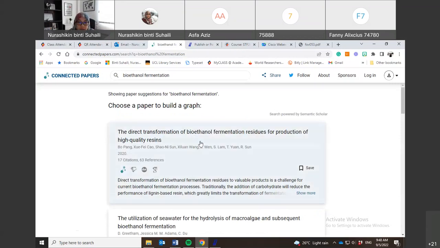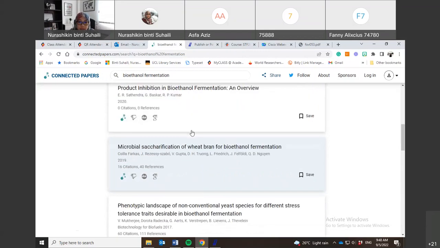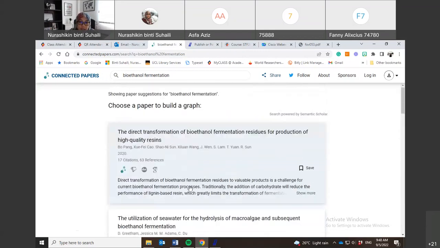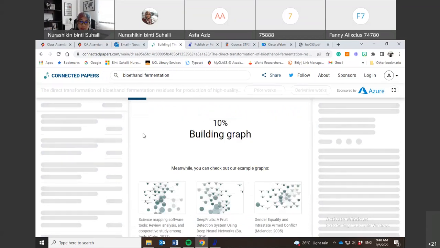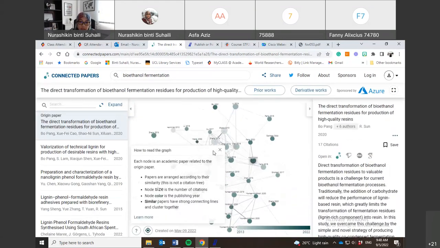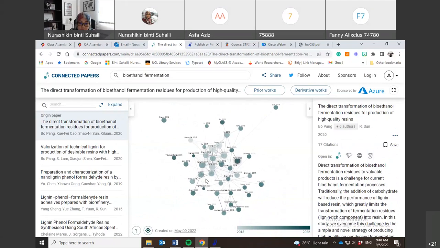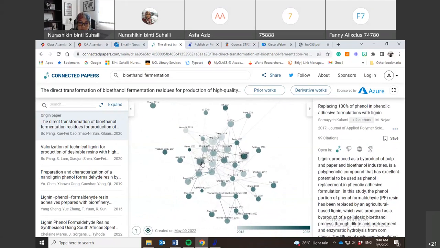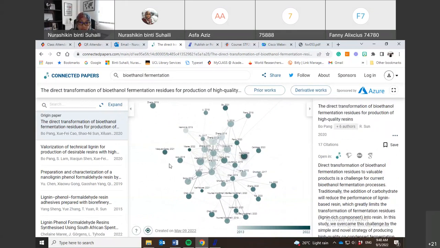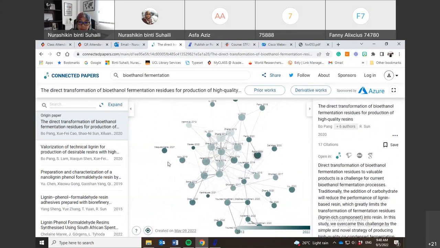What you will see is actually the same, a list of papers, but the additional feature of this application is, let's say you click on one of these papers, you can see the connection between the papers. Each of the dots here, the round ones, they call nodes. A node represents a paper.